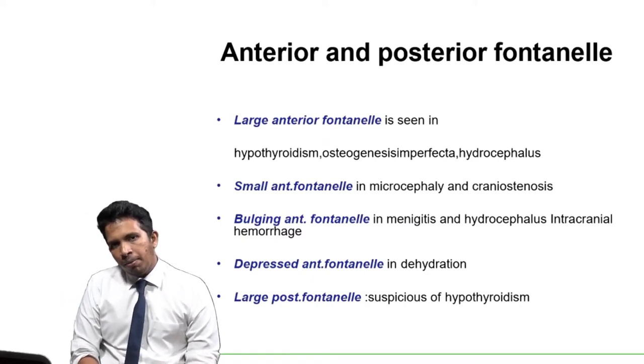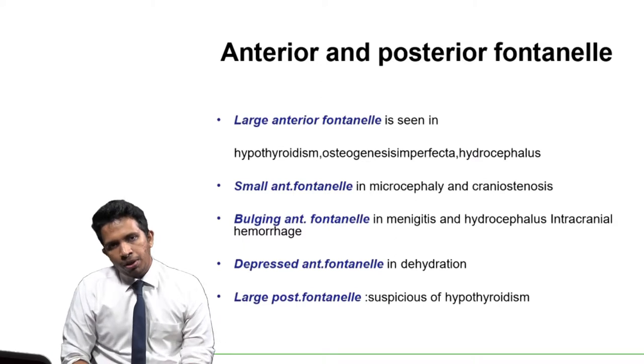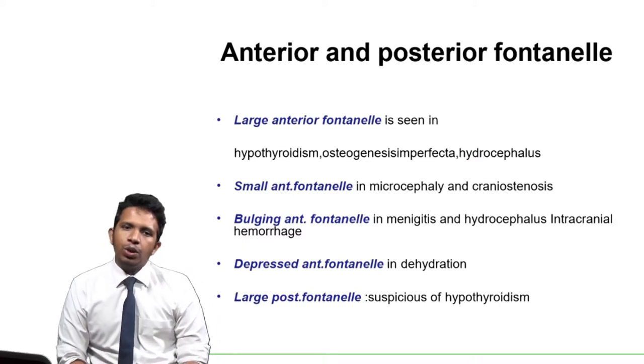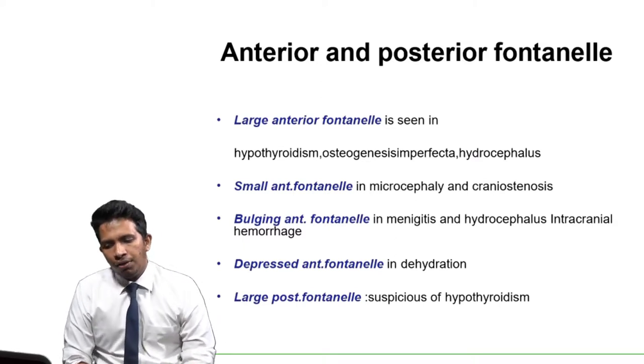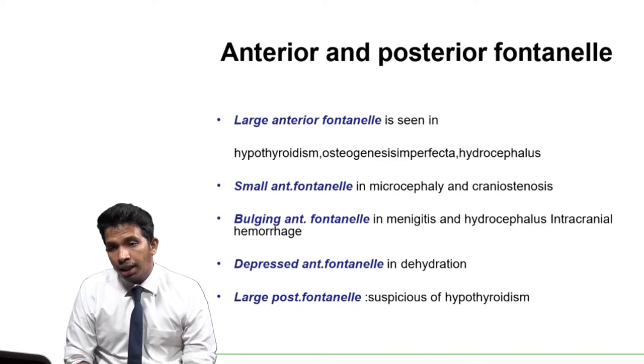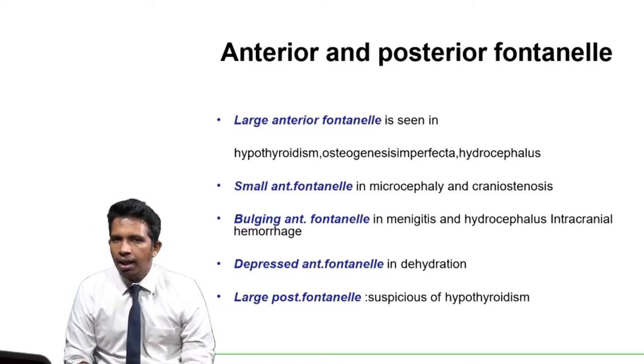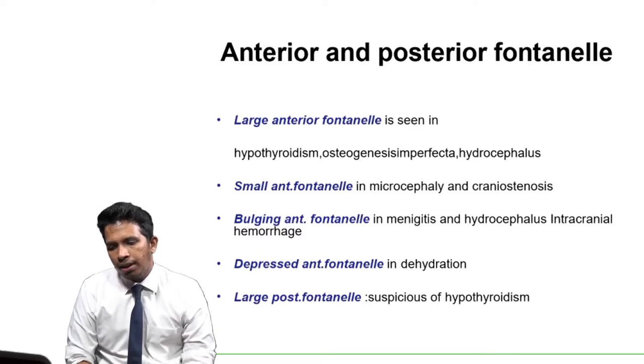In a newborn baby, we don't expect it to be closed. So we see if it's present, and we look at the size of the anterior fontanelle. If the anterior fontanelle is larger than normal, then we suspect conditions such as hypothyroidism, osteogenesis imperfecta, and hydrocephalus. If the anterior fontanelle is small, then we look at conditions such as microcephaly or craniosynostosis.